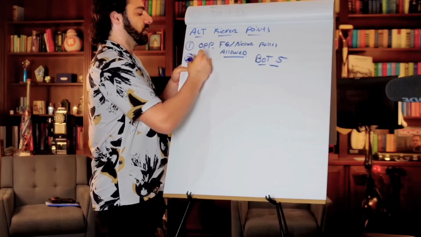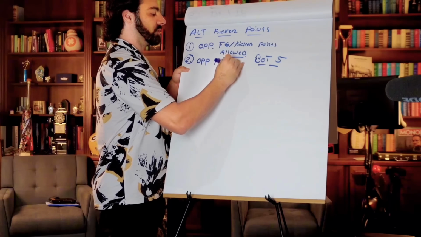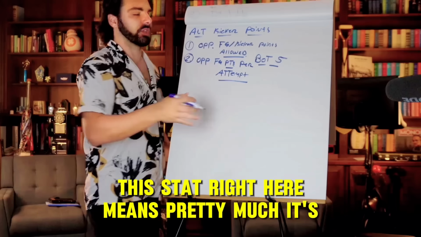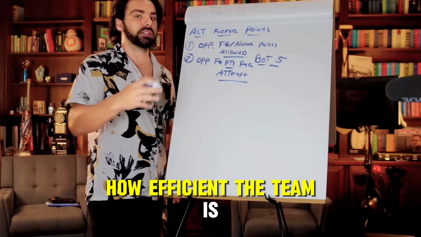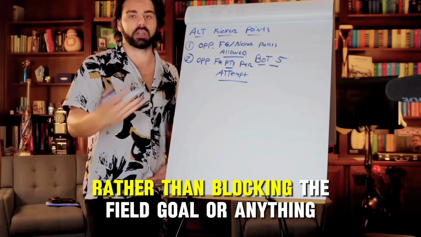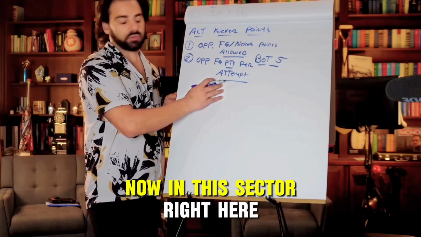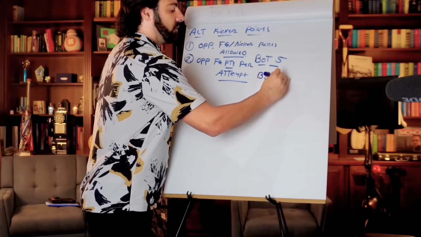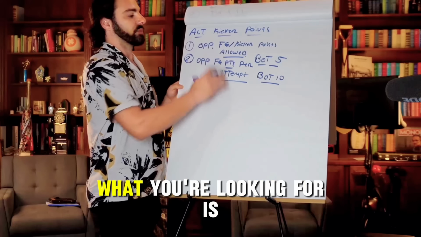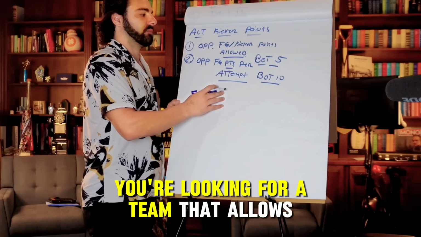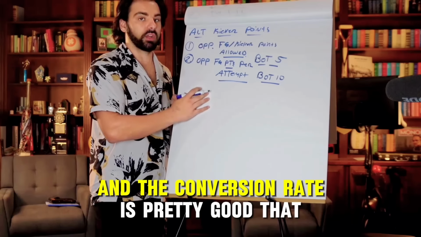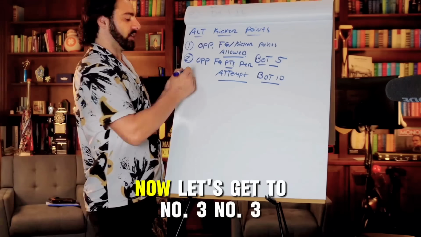Your next step is going to be your opponent's field goal points per attempt. So what is this stat? It's pretty much like efficiency: how efficient the opposing team is at letting field goals actually go through rather than blocking the field goal or anything like that. In this category, we're looking for the bottom 10. We can get a little bit more lenient here. So basically through these first 2 steps, you're looking for a team that allows a decent amount of points to the kicker and the conversion rate is pretty good, so they don't really block kicks.